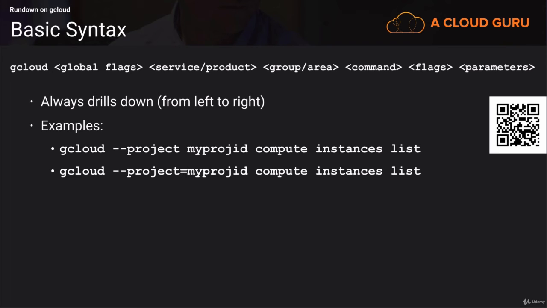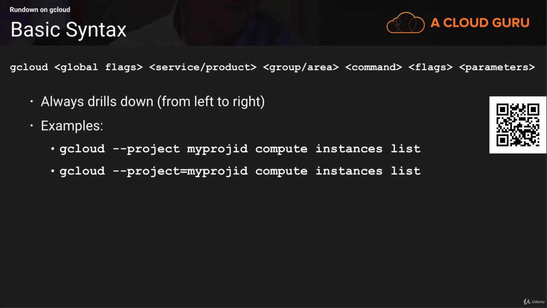Now another way we could have specified this global flag is to enter --project equals myprojid. Whether you put a space there or an equal sign doesn't really matter. They still go together as one global flag. Now in a lot of the commands we've been running, we haven't been specifying the project.